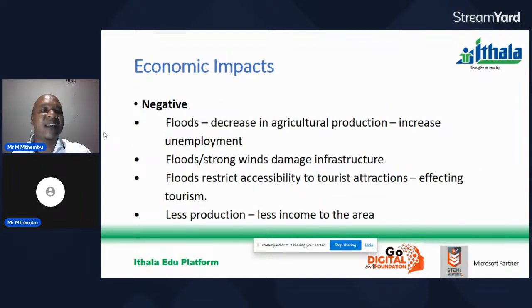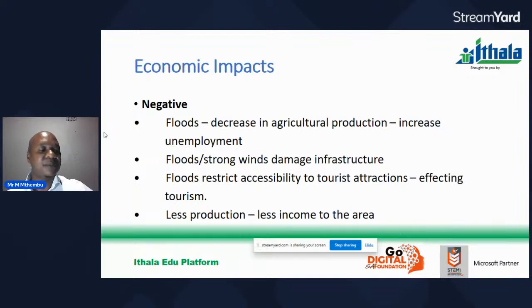Okay, let's just go and look at negative impacts and the economic impacts. So floods decrease agricultural production, which will increase unemployment. And then also floods will lead to strong winds, or strong winds will damage infrastructure. Floods will restrict accessibility to tourist attractions, which will affect the tourism in the area. So less production will lead to less income in the area.